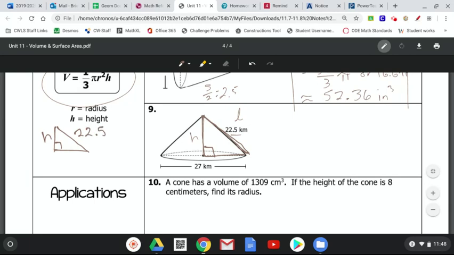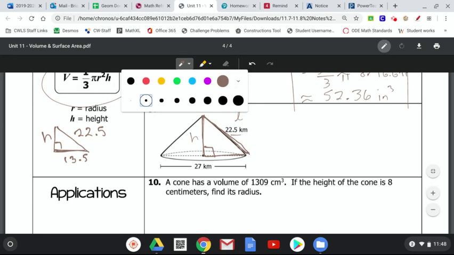Now, to figure out what the other leg is, it tells us the diameter of that circle at the bottom is 27. So the missing leg over here is the radius of that circle. So we take 27 and divide it by 2. 27 divided by 2 is going to give us 13.5.